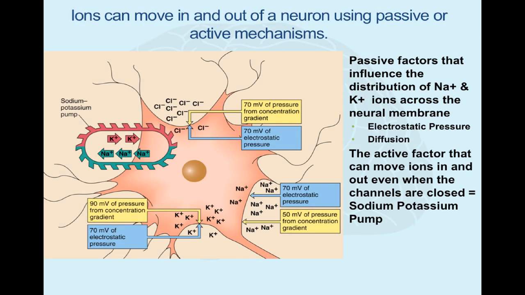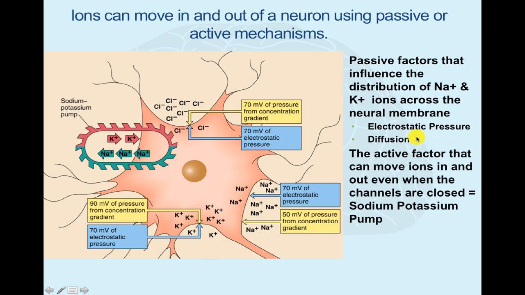So let's take a look at how ions can move in and out of a neuron using passive or active mechanisms. If you understand this, you'll be able to understand the action potential. So remember the passive factors, the ones that are free, that don't require any energy. Those are electrostatic pressure and diffusion, right?